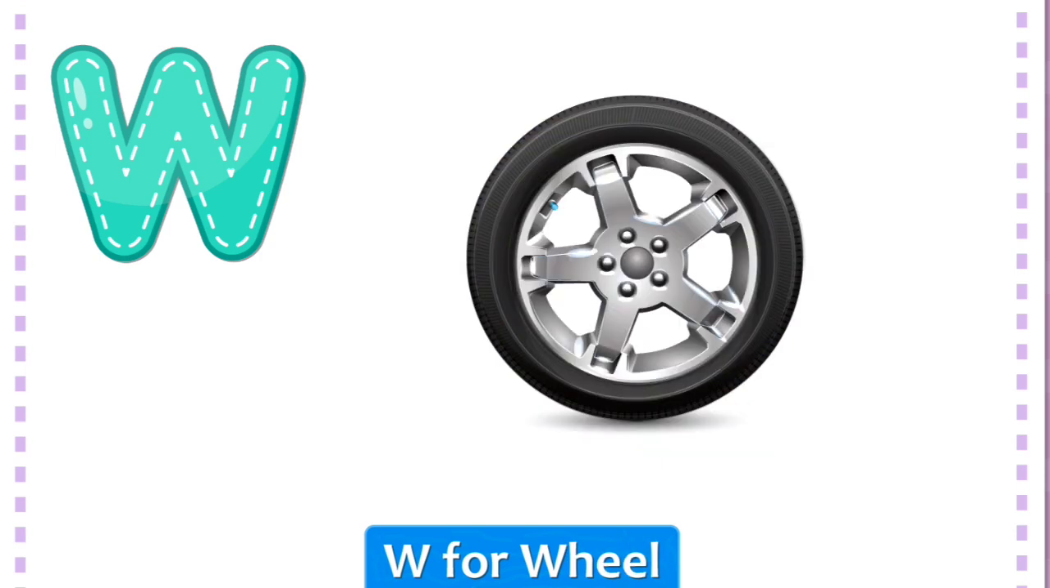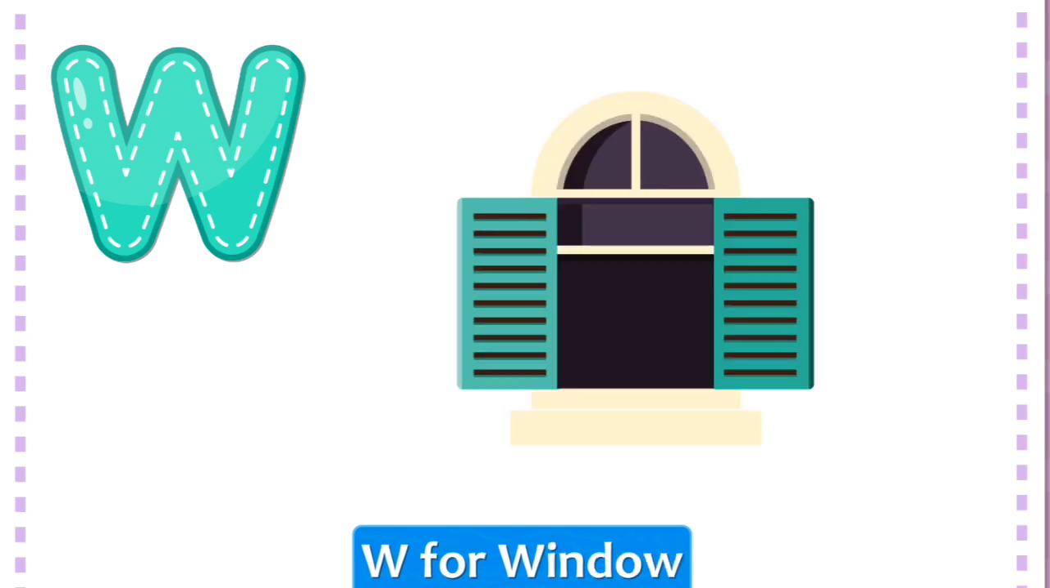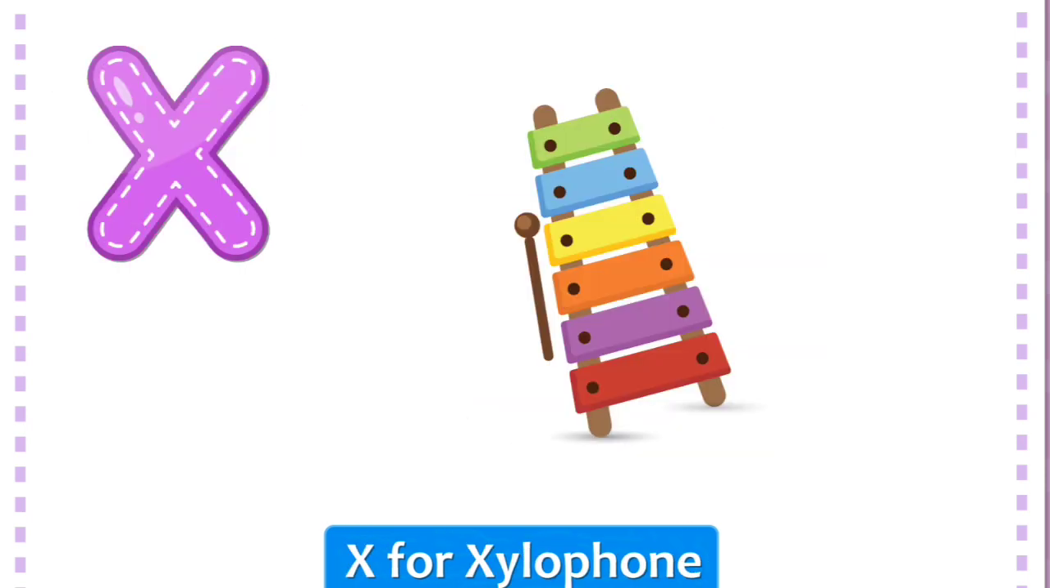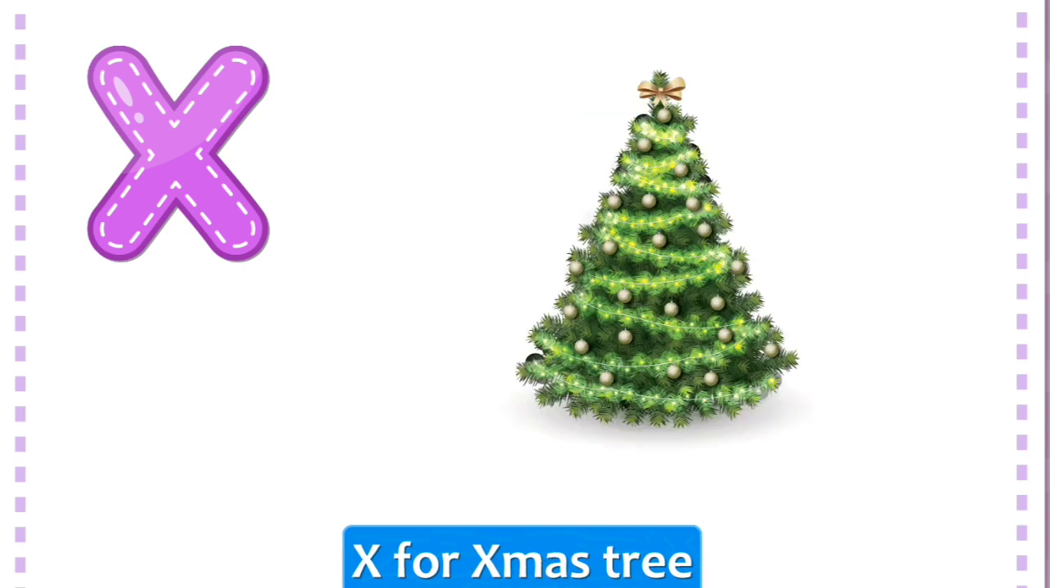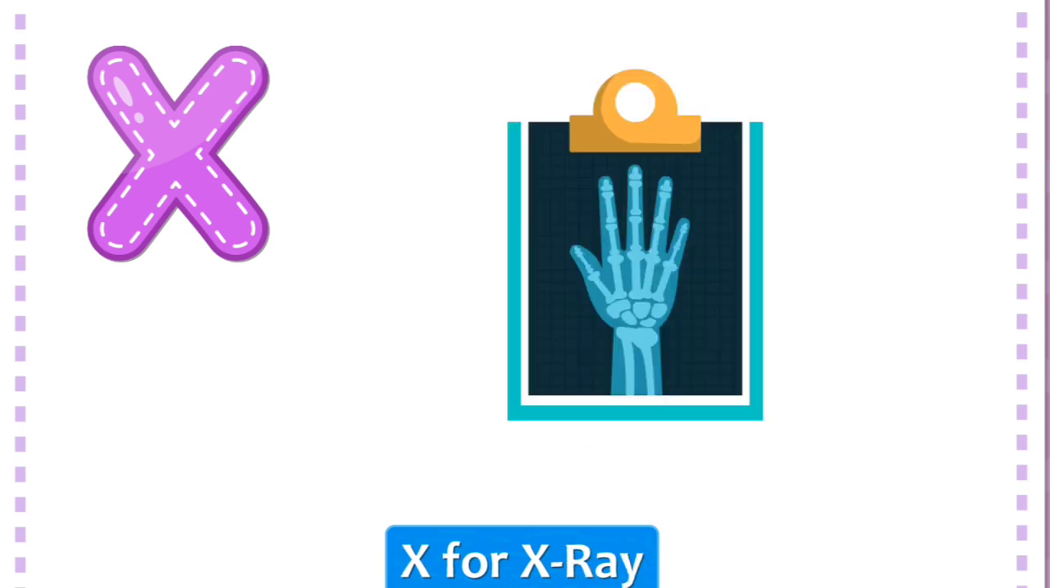W for wheel. W for window. X for xylophone. X for Xmas tree. X for x-ray.